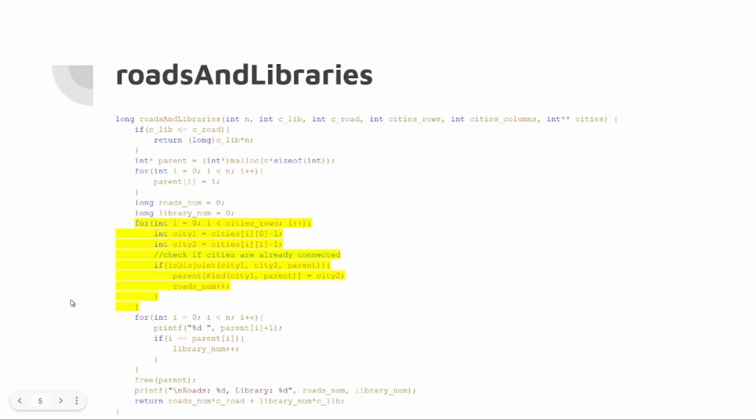After finding the number of roads needed, the algorithm finds the number of libraries. The number of libraries is equal to the number of cities whose root is itself. We then just need to multiply the number of libraries needed by the cost and then add it to the number of roads multiplied by the cost of each road.